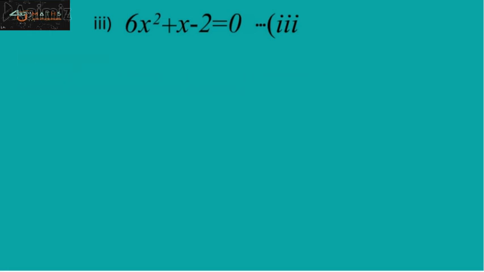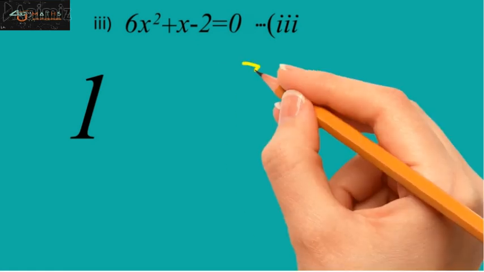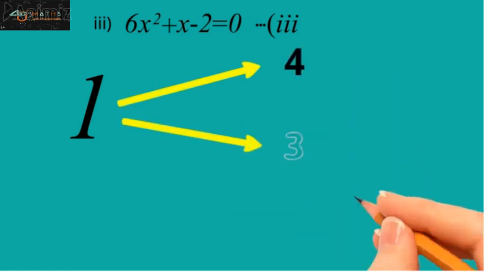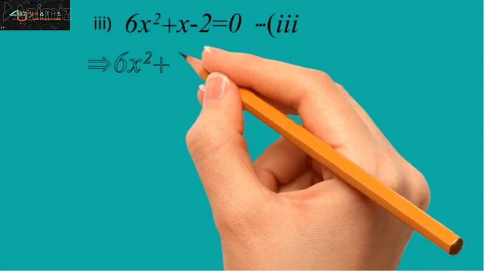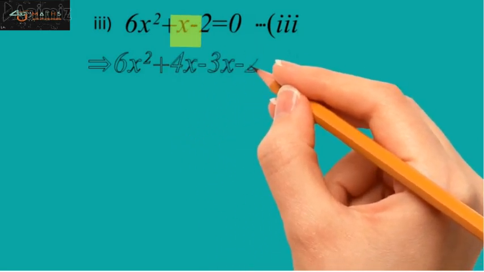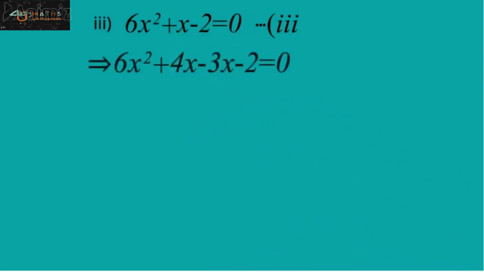Let us factorize this equation, that is 6x squared plus x minus 2 is equal to 0. So we will split the coefficient of x, that is 1, into two parts such that their difference is equal to 1 and their product is equal to minus 12. So clearly those factors are 4 and 3. So we have 6x squared plus 4x minus 3x minus 2 is equal to 0.